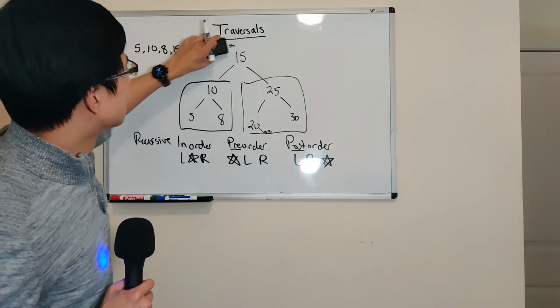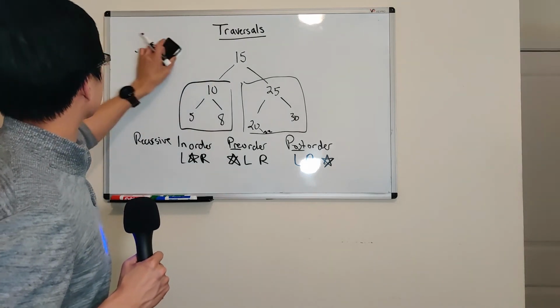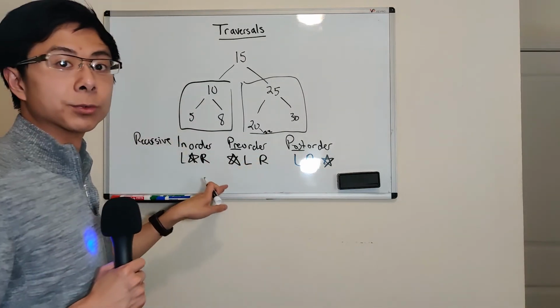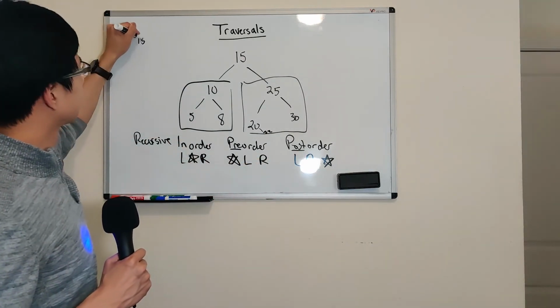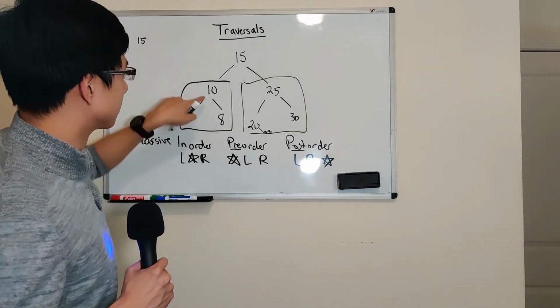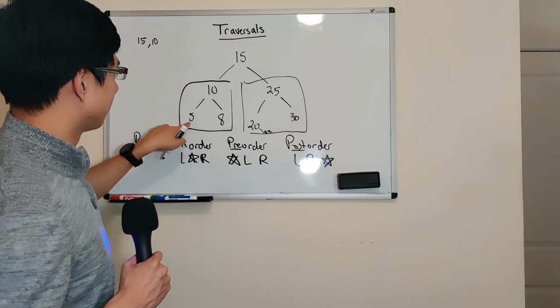Now for pre-order, it's basically the same thing, just in a different order. So if I want to do pre-order of this tree again, I would first write down 15 because it says root first. So 15 goes down. And then I call pre-order of the left, which means I write down the root of that first, which is 10. And then I call pre-order of the left here, so it's 5.